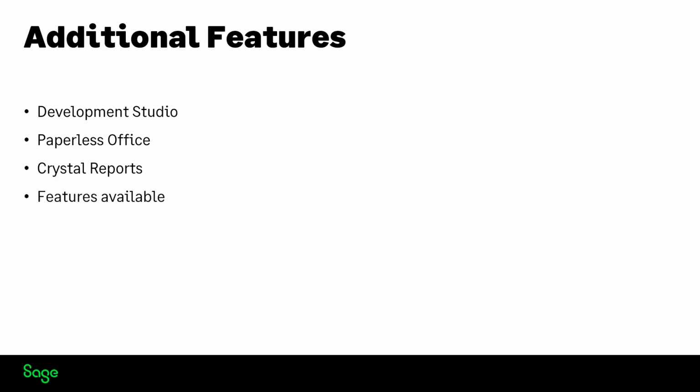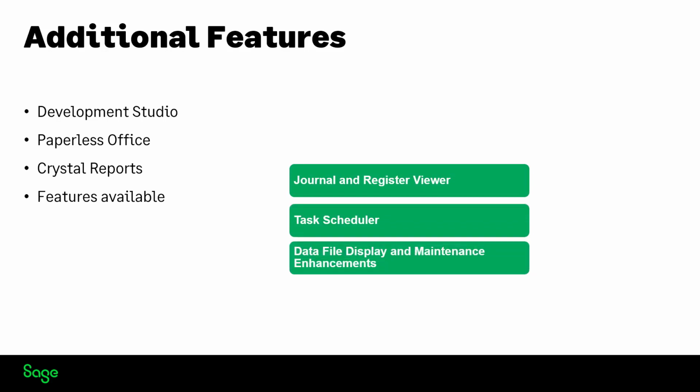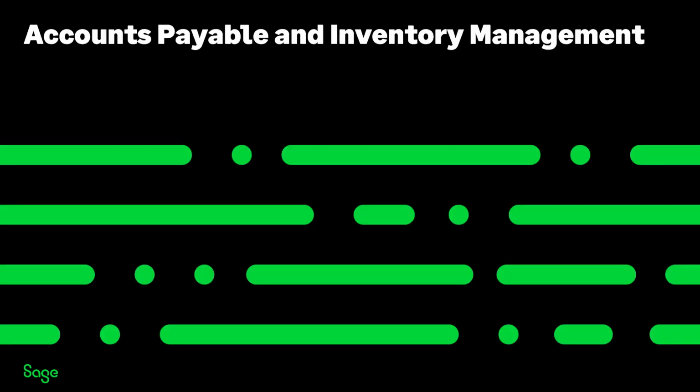The following features, initially available only through subscription plan, are now available to all users: Journal and Register Viewer, Task Scheduler, Data File Display and Maintenance Enhancements, and Map Service. We encourage viewing the full version of what's new in 2023 in Sage University for the details. Let's look at accounts payable and inventory management.